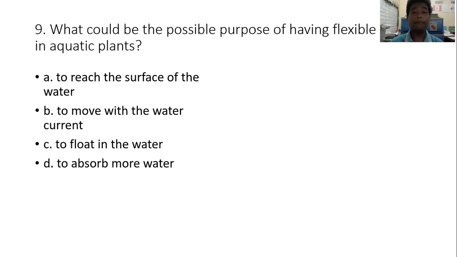Next, what could be the possible purpose of having flexible stems in aquatic plants? The possible purpose of that is to move with the water current. So that's why they have flexible stems, kung dili man gani maayo ang panahon, dili favorable sa ilaha. Of course, their flexible stems would help them to move with the current para dili sila mabali, and then they could survive.